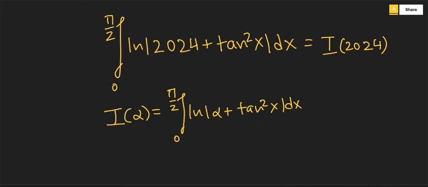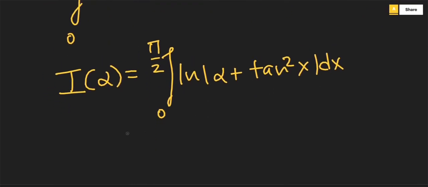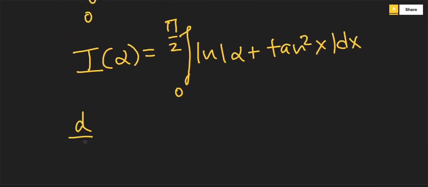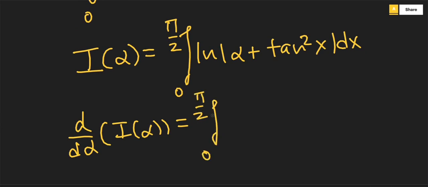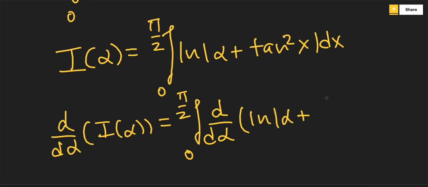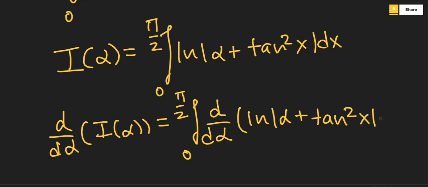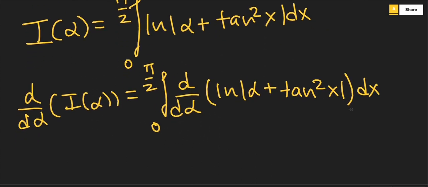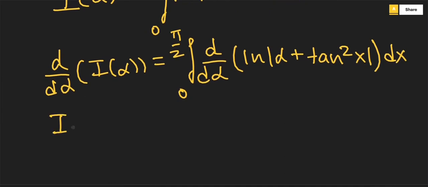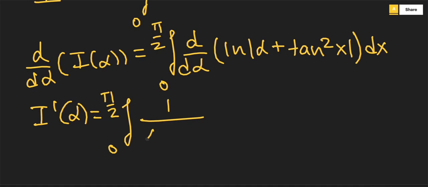So what we can do with this information is we can differentiate both sides of this equation. So we can take d by d alpha, I of alpha is going to be equal to the integral from 0 to pi by 2 and the derivative of this part. And so we have I dash of alpha is going to be equal to the integral from 0 to pi by 2 of 1 by alpha plus tan square x.